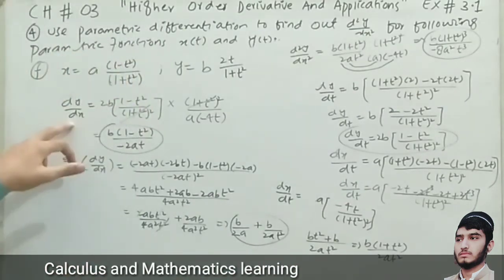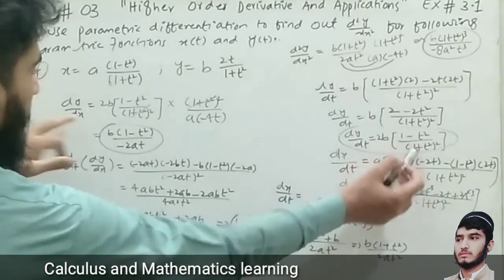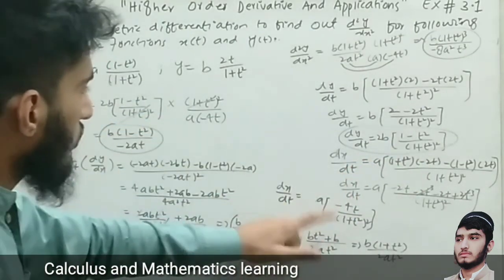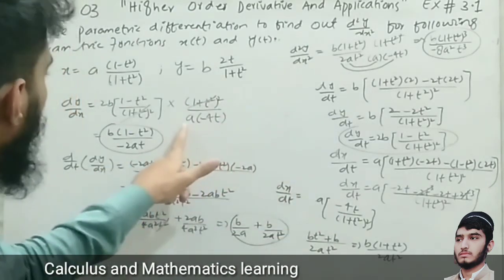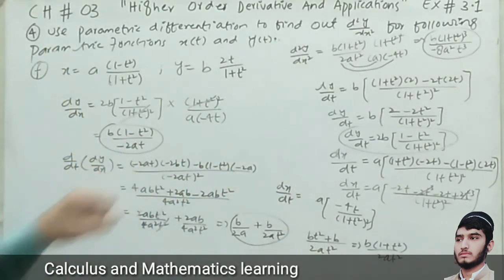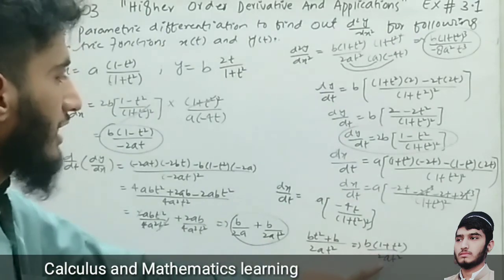Now after this, dy by dx will be dy by dt, which is 2b into (1 minus t square) over (1 plus t square) whole square, multiplied by dt by dx. So reciprocate, so it becomes (1 plus t square) whole square over minus 4at. By simplification, it will give us b into (1 minus t square) divided by minus 2at. Now differentiate this dy by dx with respect to t using the quotient rule. It will give us b into (1 plus t square) by 2at square.